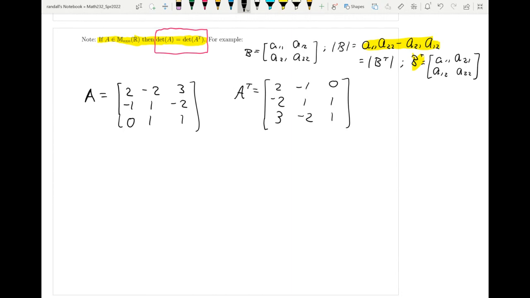But this is true for any size matrix. The determinant of the transpose will be the same as the determinant. Let's illustrate this here. For this one, I'll just pick an arbitrary row to expand across. I'm going to expand across the first column.